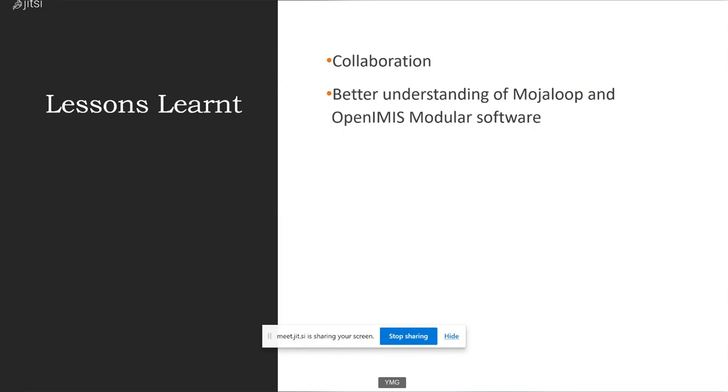So hopefully, when we are able to have this sandbox environment for MojaLoop set up, and we're very close, we will be able to work on this internal module within openIMIS to perform the integration as well.